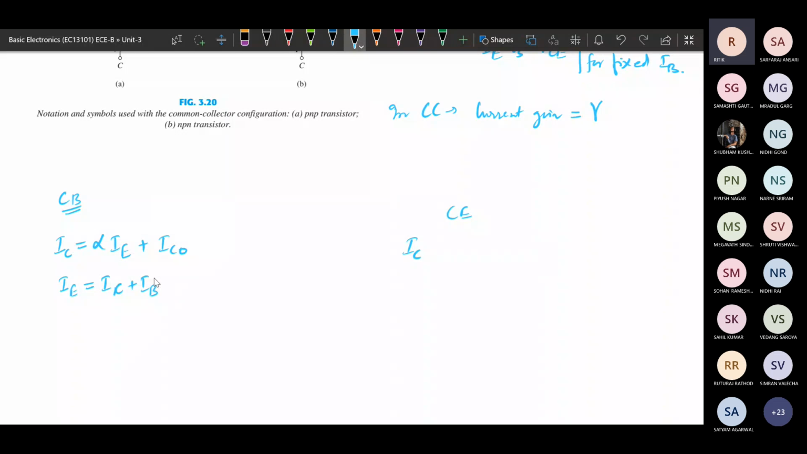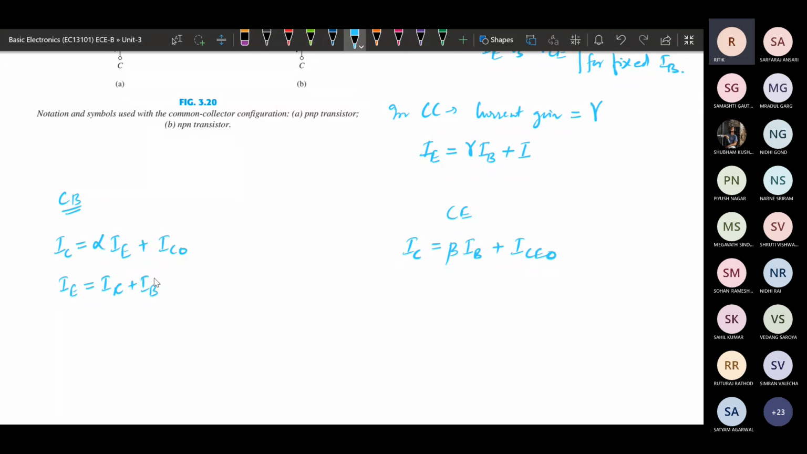So at that time the IC is given by beta times IB plus ICEO. Okay, so this was the case in common emitter. In common collector the current gain will be gamma. So if gamma is the current gain, then the output current, that will be IE, will be a function of gamma times the input current. The input current is IB, plus the leakage current that will be flowing.